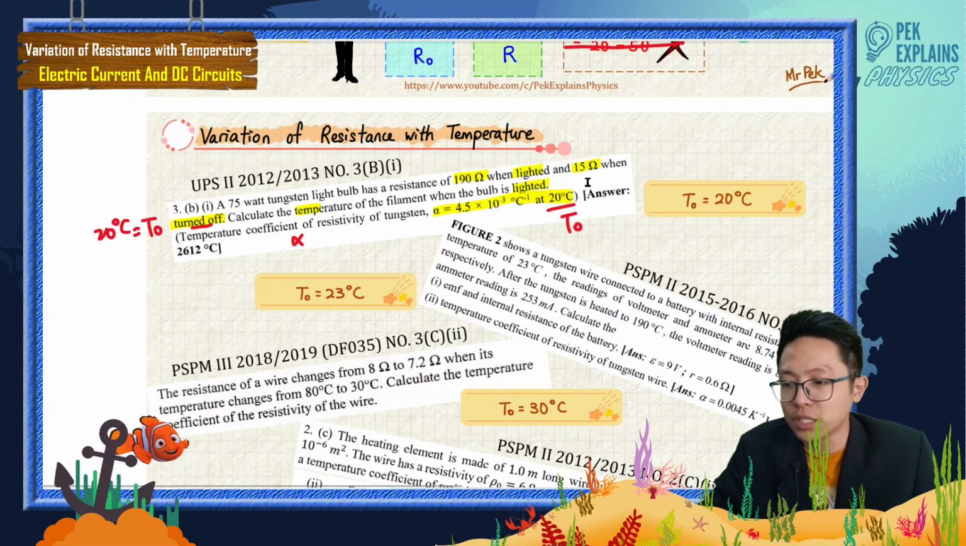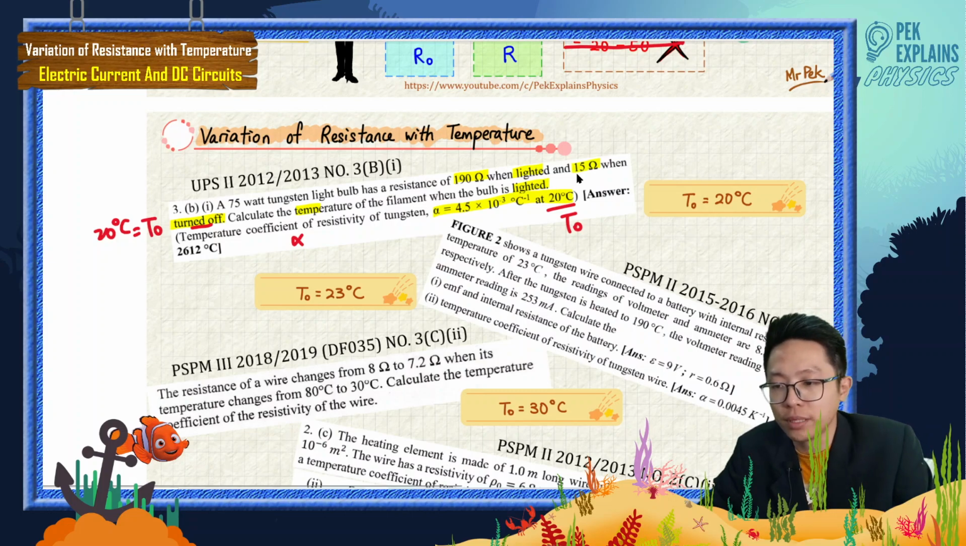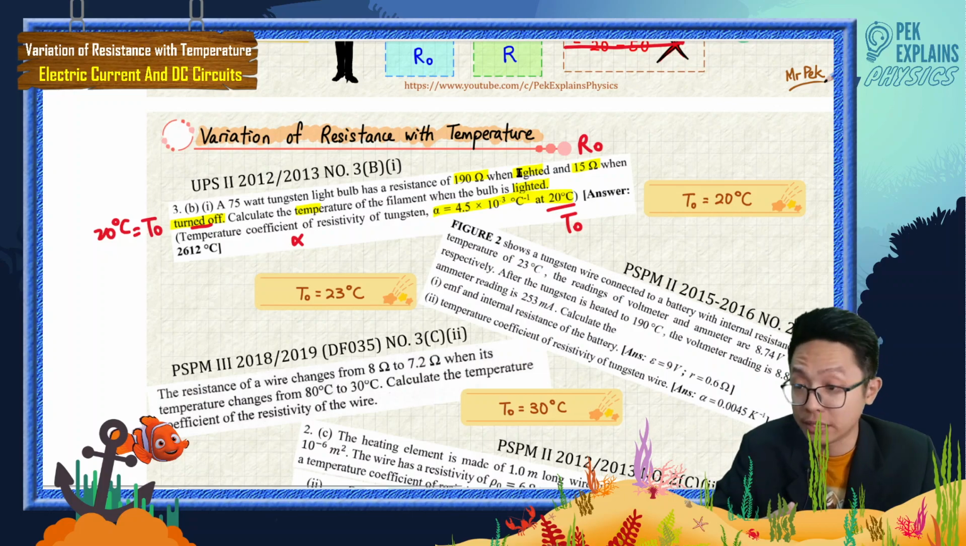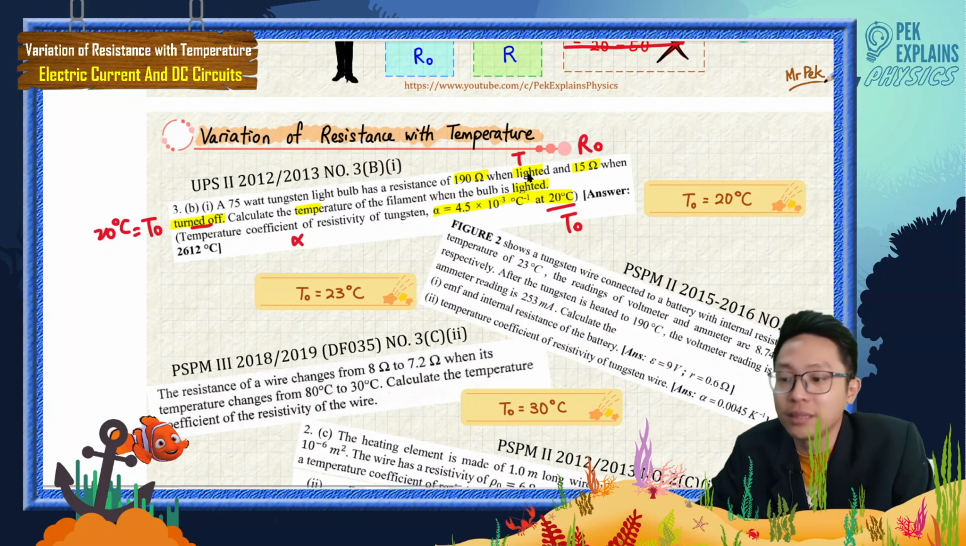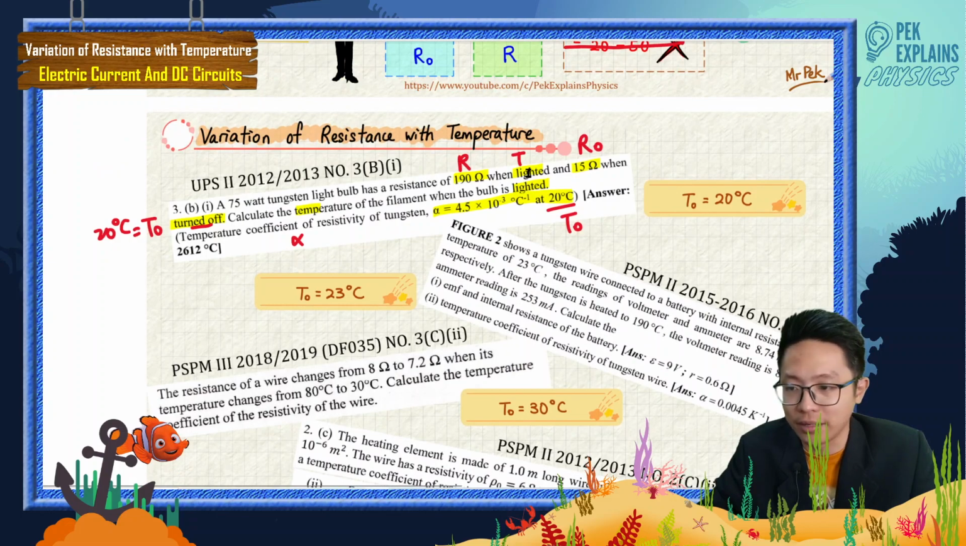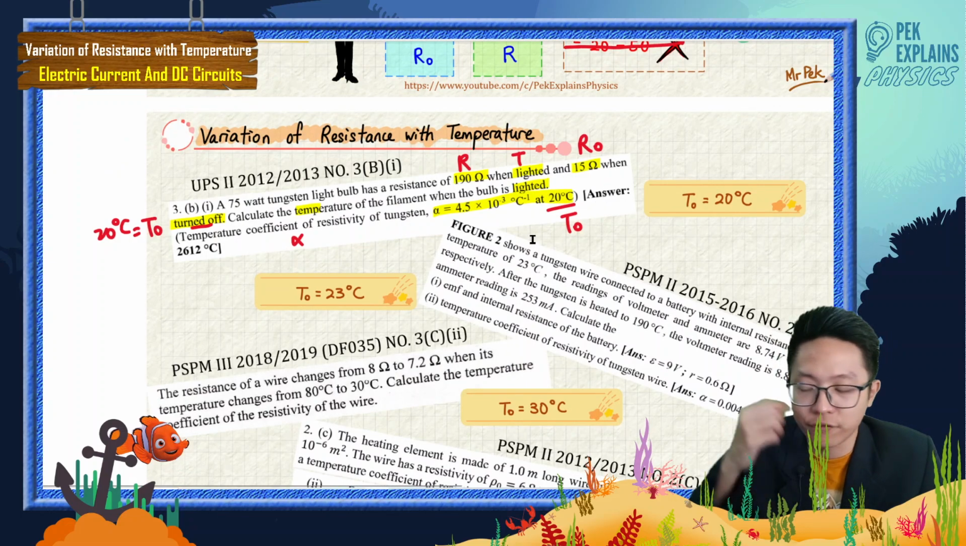Okay. So this 15 ohm, when the light is turned off, should be the R naught. So we need to identify like this: which one is T naught, which one is R naught. And when it is lighted, it becomes hot, isn't it? When the bulb is lighted, it becomes hot. So this one is the temperature T, and this one is the resistance R. That's how we find out the values.